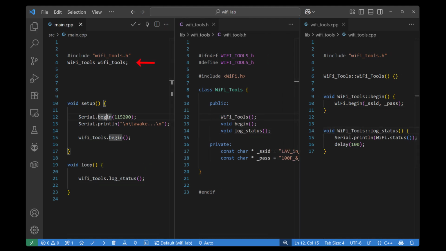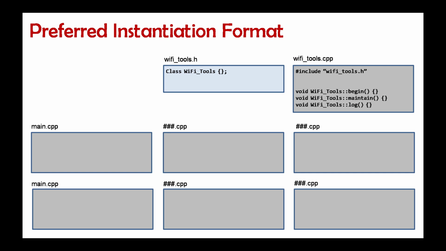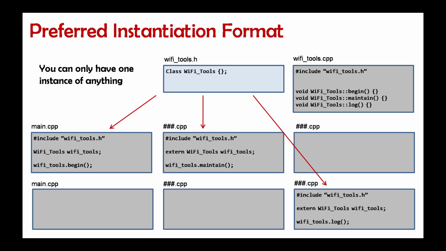I want to address the location of this Wi-Fi tools instantiation. Whenever you have a library with a header and a source, you might define a class, and then in the source file you're going to have some functions that belong to the class. Let's say we have 6 program files that may depend on this library. Maybe we use begin in main, then we want to use maintain in another file, and we want to use log in another file. To do that, we need to include the library in all of those source files. But you can only have one instance of anything in your program. So if we instantiate in main, we would then need to make an extern declaration in our other files for this to work.